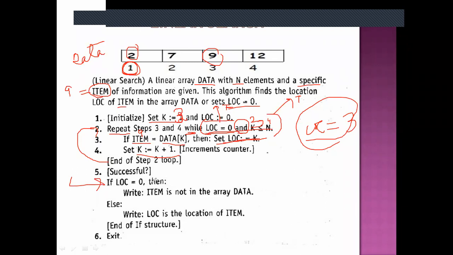So after coming out of the while loop, here I'm checking if location is 0. No, location is not 0. So the else part would be implemented. What I have written here, you can print that item is present at location 3. If location was 0, then you would have to print that item is not present in the array. That means item is not in the array data.